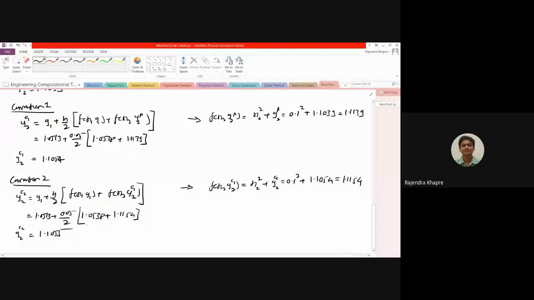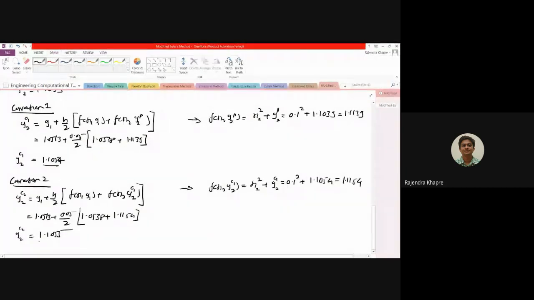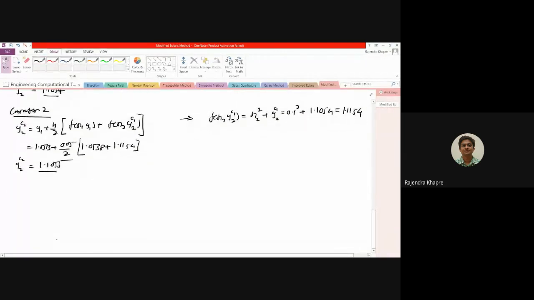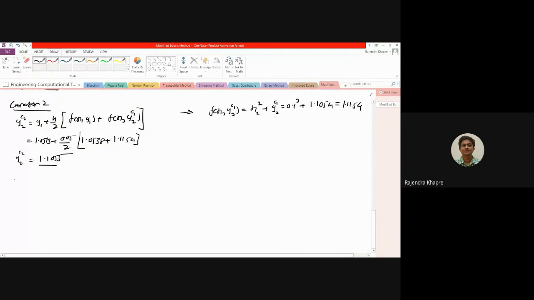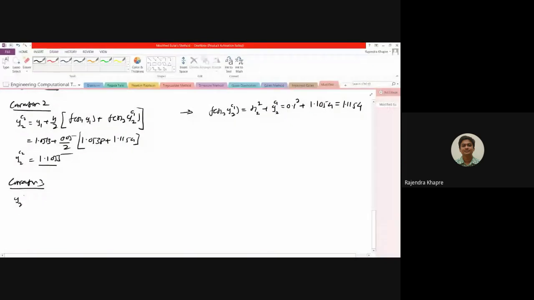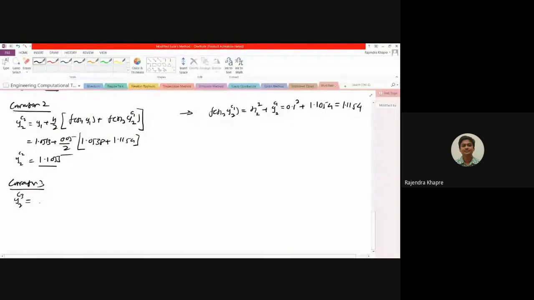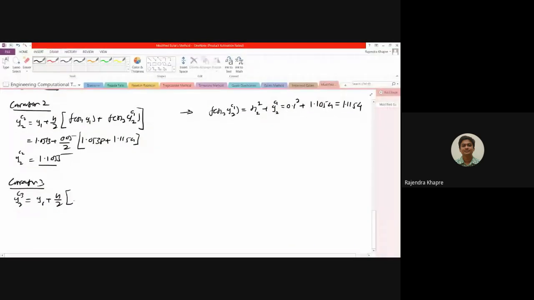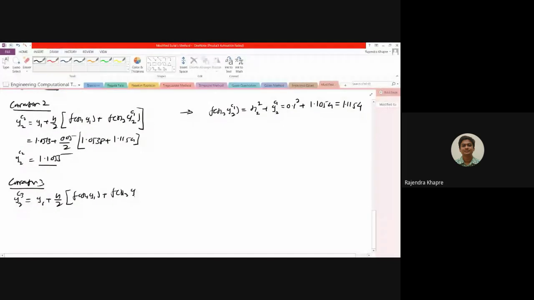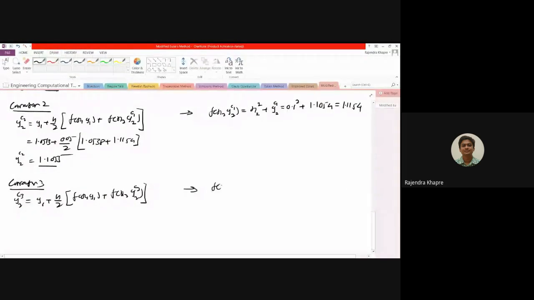Okay, 1.1055. But you see there is a small difference between these two values. So since there is a difference, we have to go for one more correction. Okay, so this is correction number 3. So this is y2 correction for the third time. So this will be y1 plus h by 2 into f of x1 y1 plus f of x2 y2 corrected for the second time. So we don't know its value, so f of x2 y2 corrected for the second time.